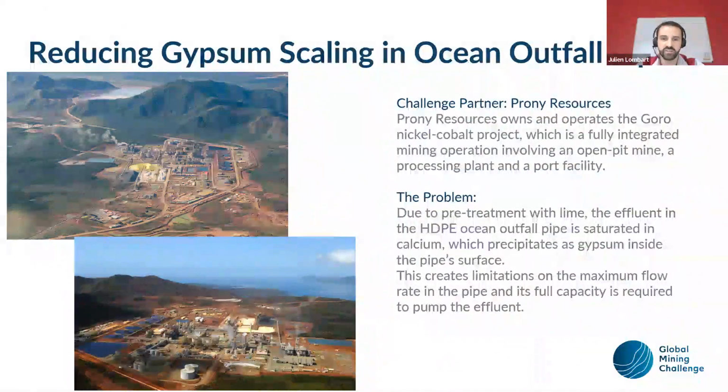That's why we want to present this challenge: we are looking for a solution to tackle this issue. It can be something like avoiding the precipitation of the gypsum on the pipe, or a method to descale the pipe when it's already scaled, when we already have the thickness of gypsum. Maybe we can go to the next slide, please.